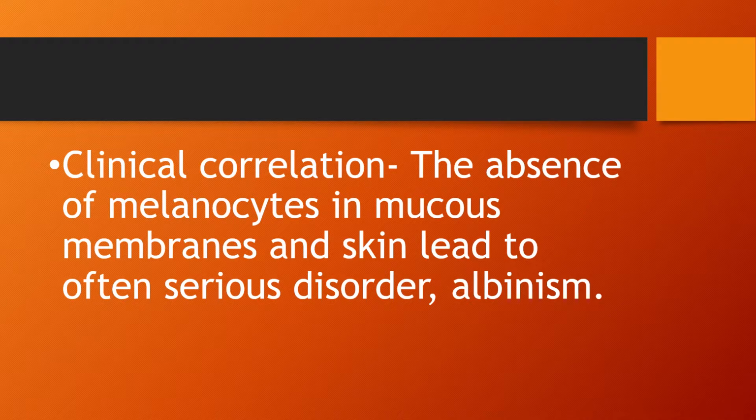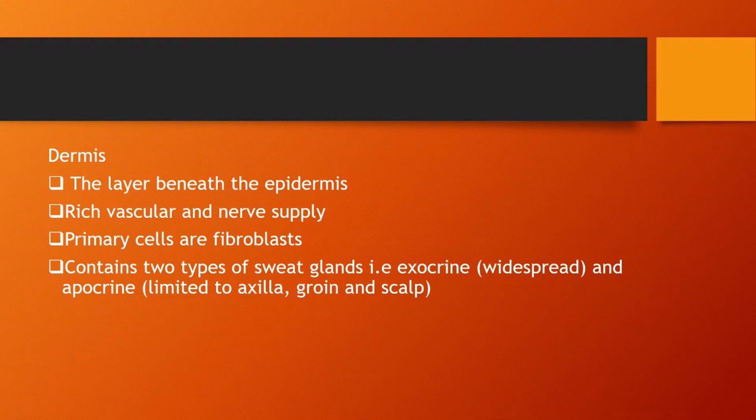So looking at the clinical aspect of it, the absence of melanocytes, one of the components in the epidermis, will lead to an often serious condition called albinism. The dermis, the middle layer, is the layer just beneath the epidermis. It has a rich vascular and nerve supply, and the primary cells are the fibroblasts.